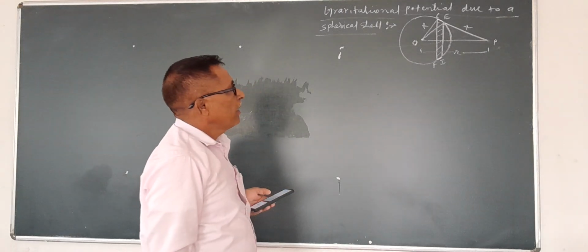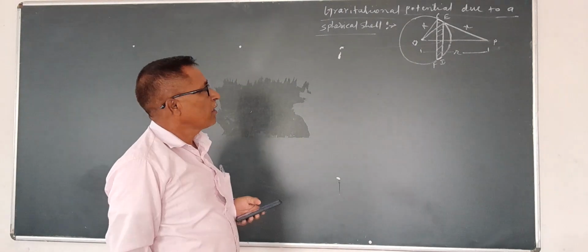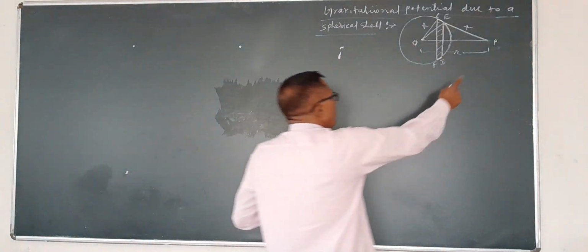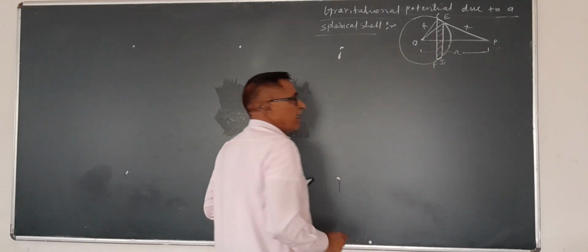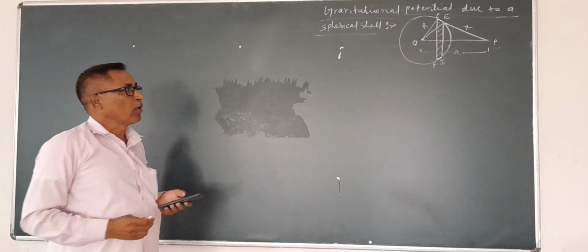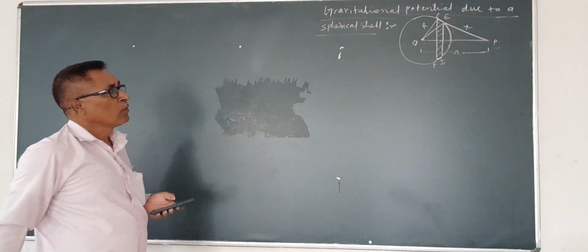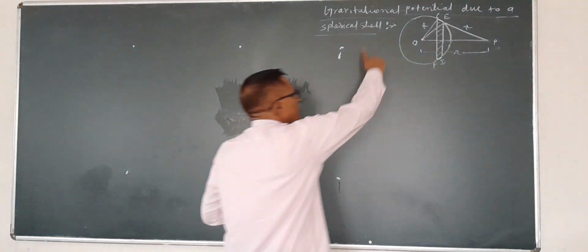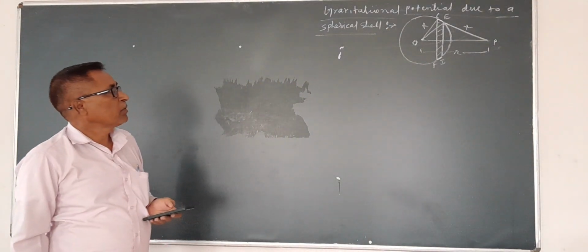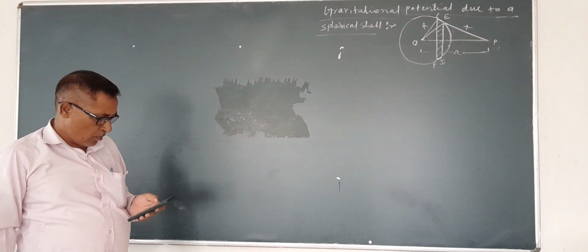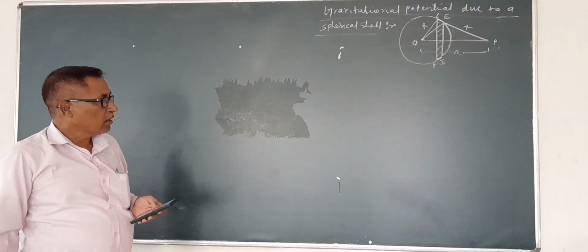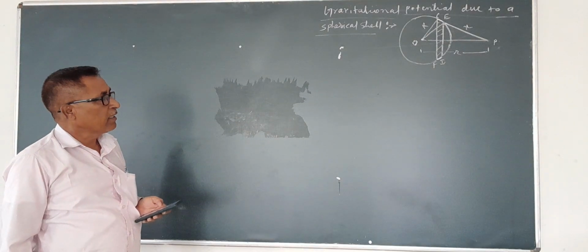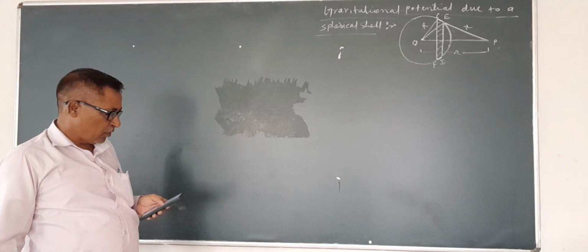And for calculating the gravitational potential, we have to calculate the potential at point P due to this shell, and lastly we have to integrate this potential to calculate the total potential due to this spherical shell. Now, we will consider the geometry, as shown in the figure.